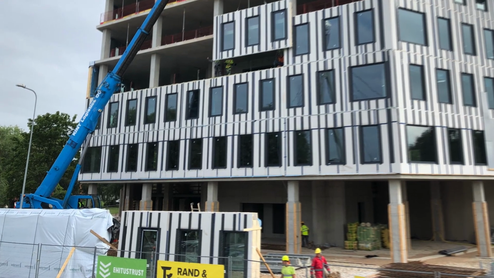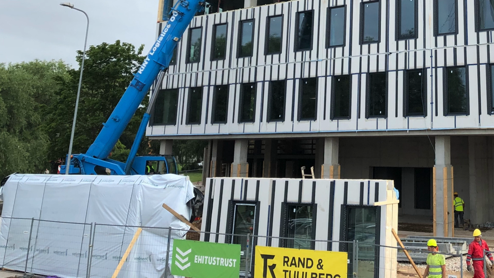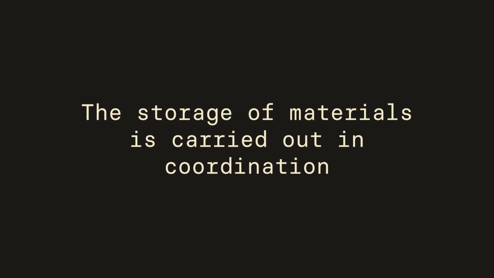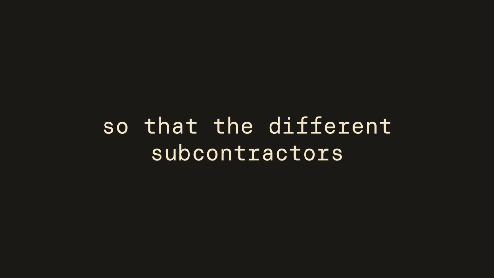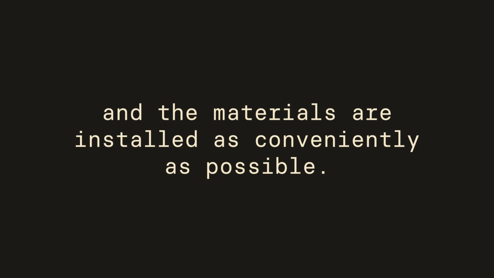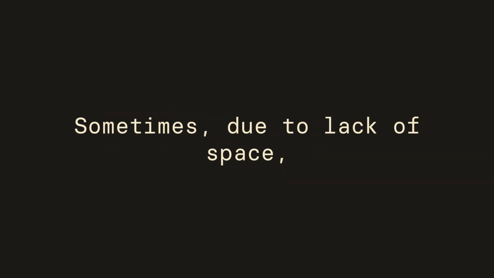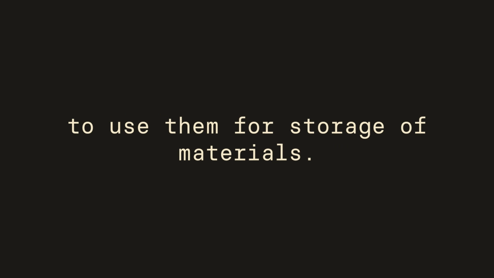When storing elements and installation materials on the site, the installation plan is followed, which describes the permitted storage areas. The storage of materials is carried out in coordination between all subcontractors and the main contractor so that the different subcontractors do not interfere with each other, and the materials are installed as conveniently as possible. Sometimes, due to lack of space, agreements must also be made with neighboring properties to use them for storage of materials.